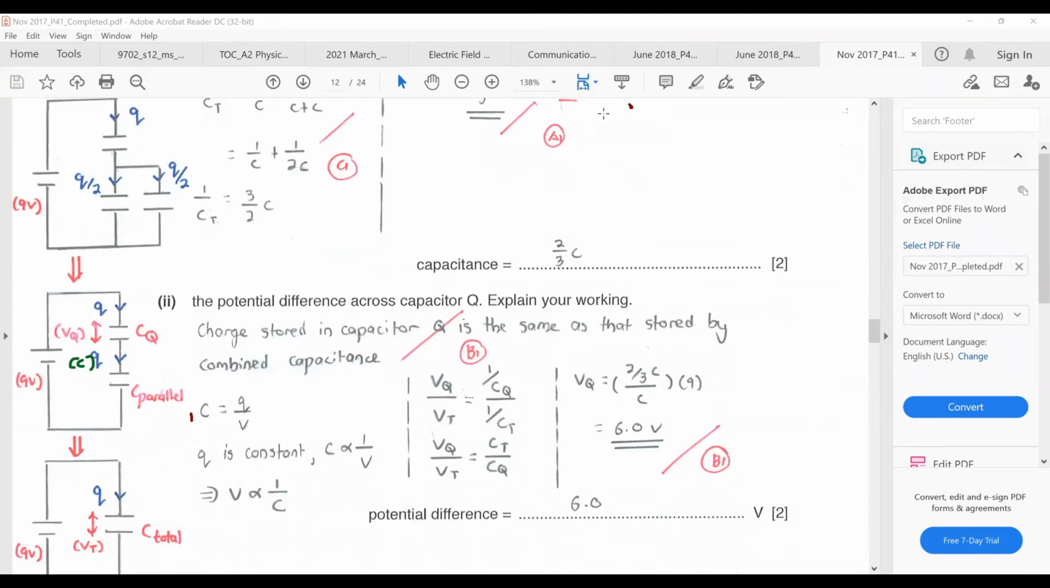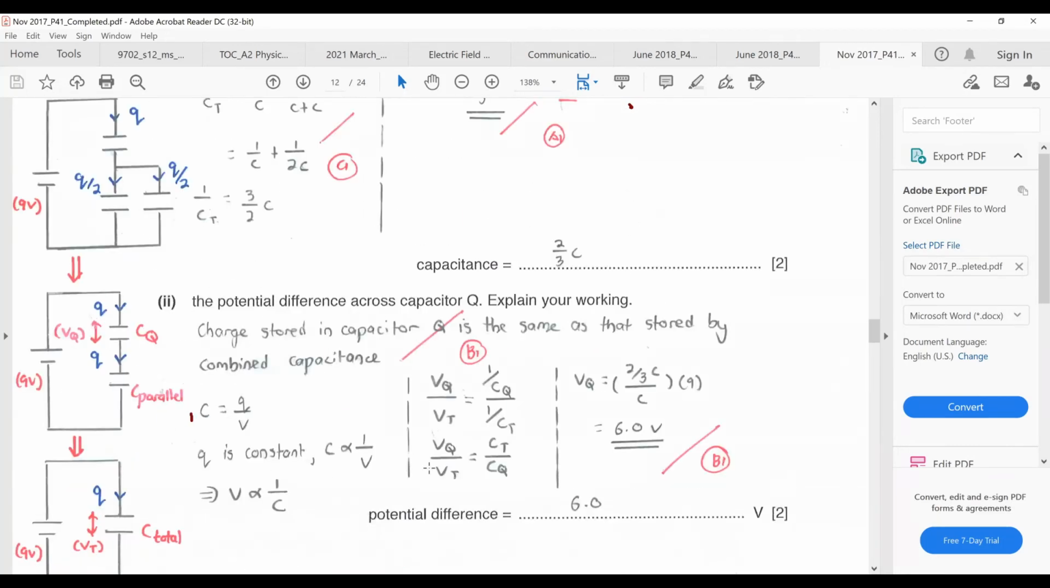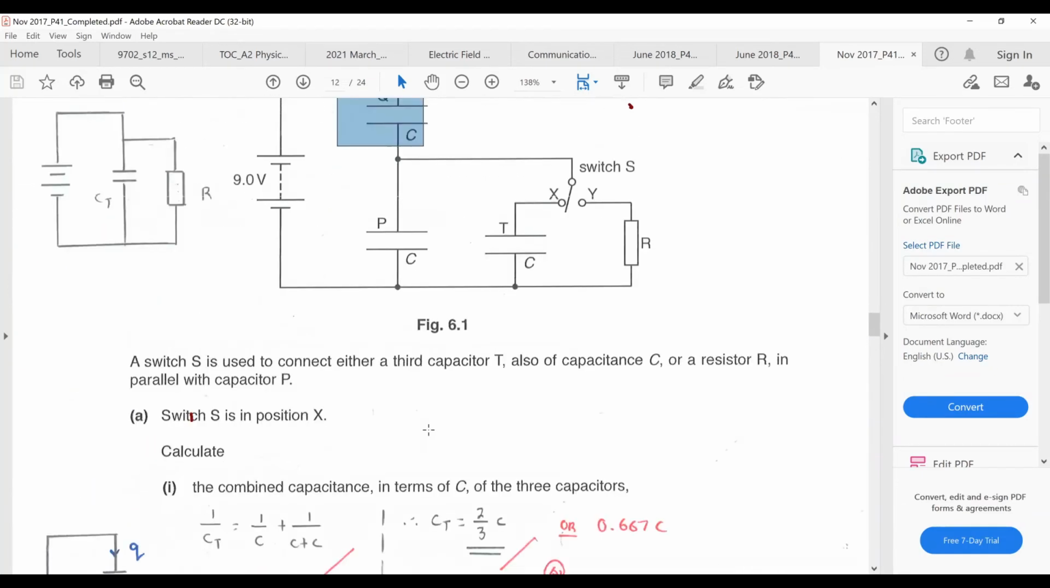Now, the next one here will be the potential difference of capacitor Q. Find out the PD across it and then explain your working. Now, your capacitor Q is this one, this first capacitor here. They want you to find out the potential difference across your capacitor Q.